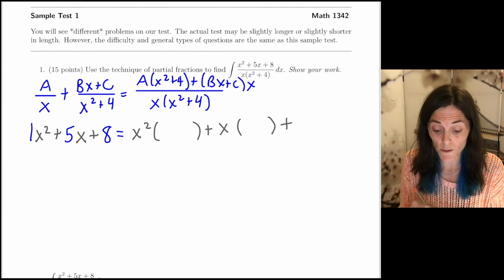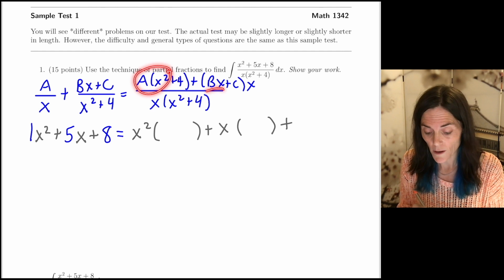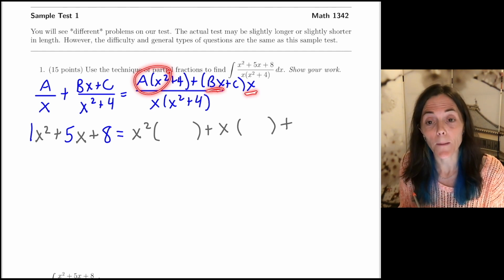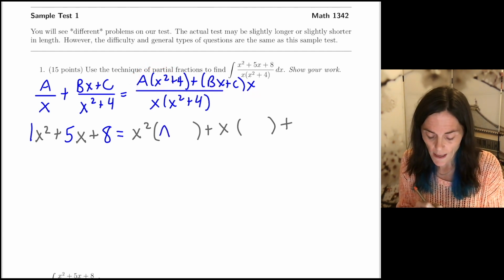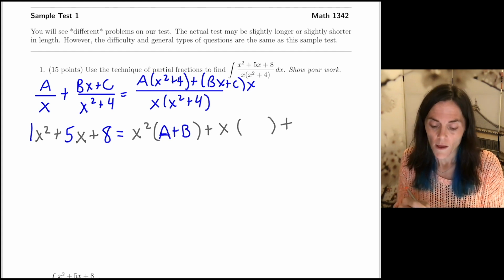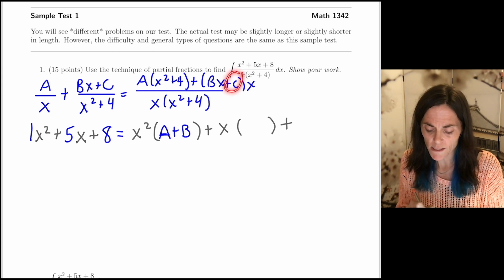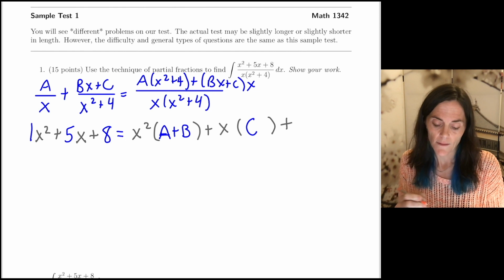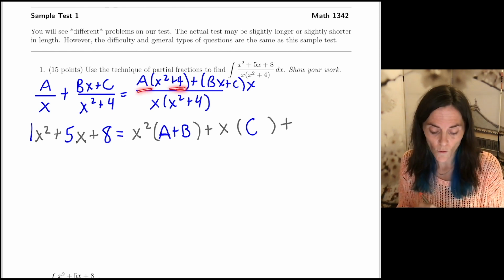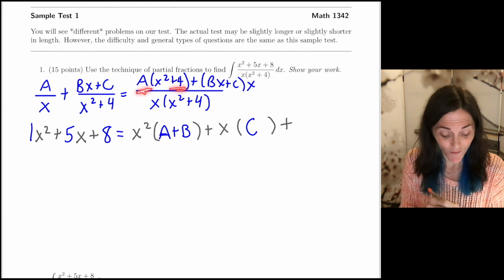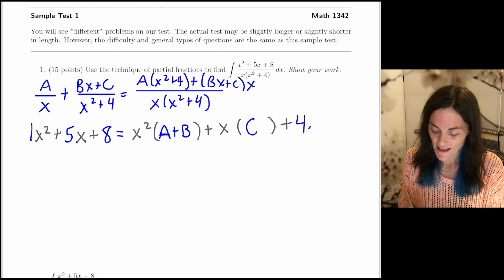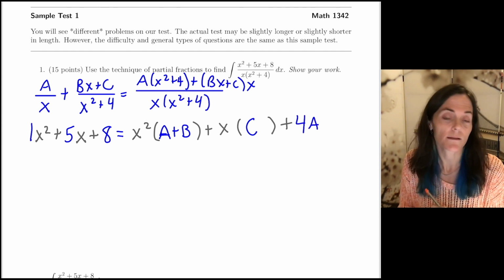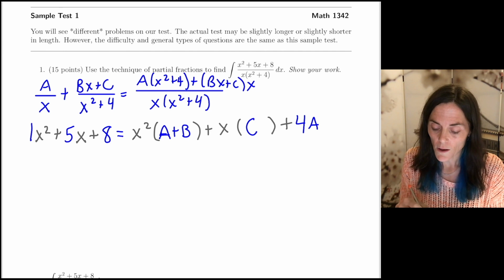And the x squared, you see, we have an Ax squared. We also here have Bx squared. So here we put A plus B. Then in front of the x, well, it's just here, C times x. So we just have C here. And then my constant is 4 times A, 4A. This leads to 3 equations and 3 unknowns.